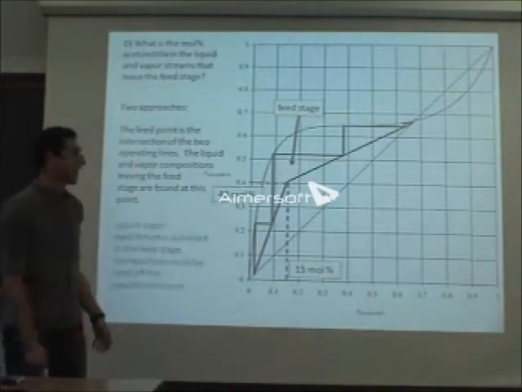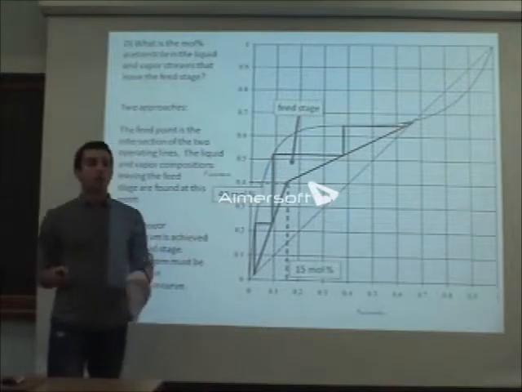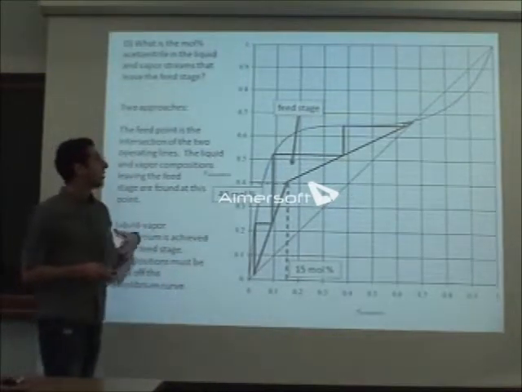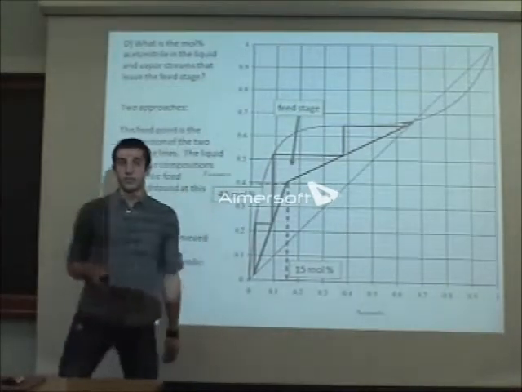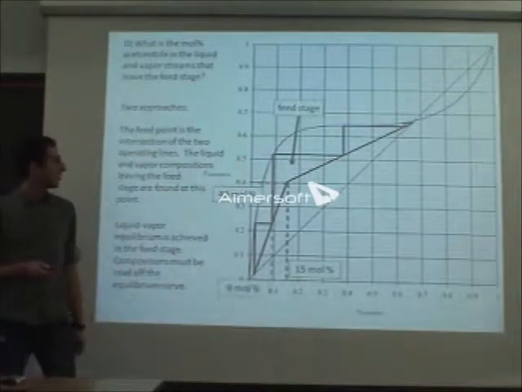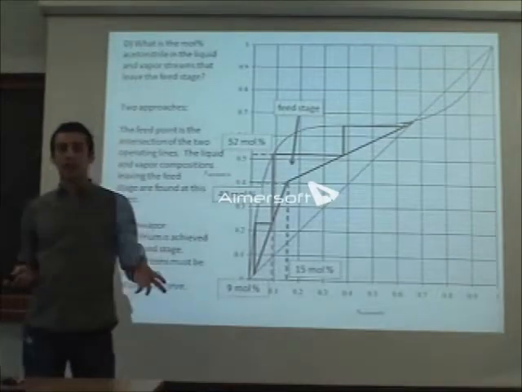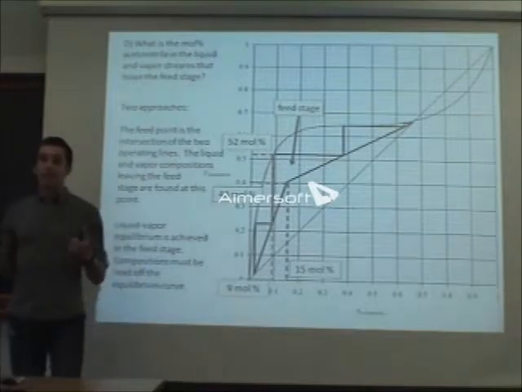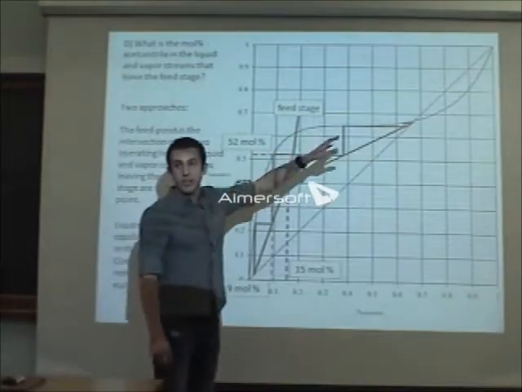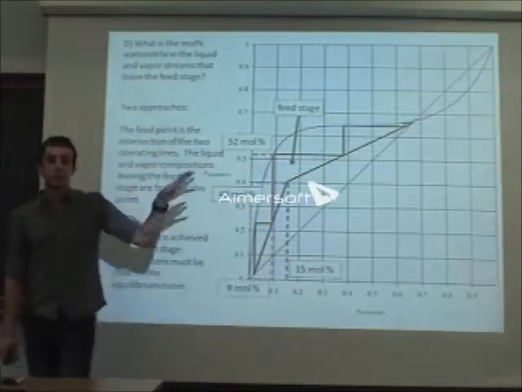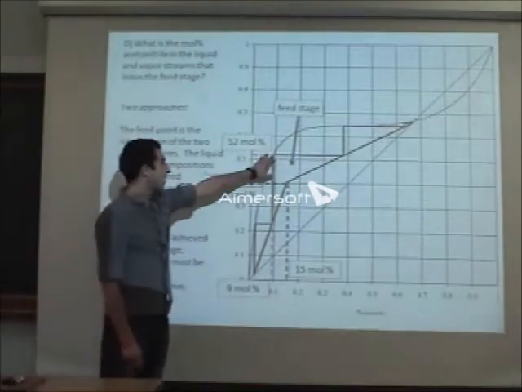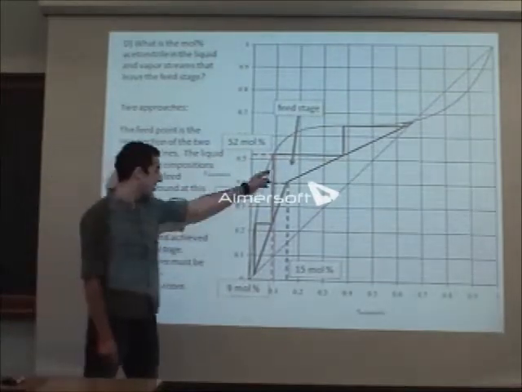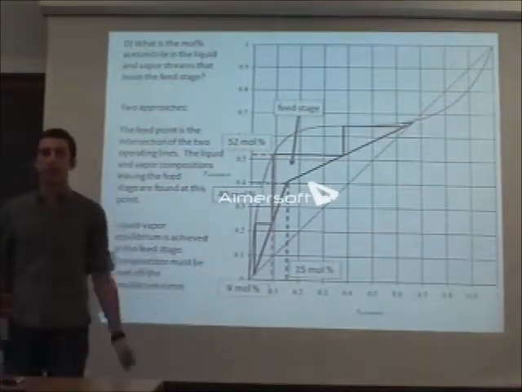Or we can say, well, in the feed stage, we know that liquid-vapor equilibrium is going to be achieved. So we would look on the equilibrium curve to read our liquid and vapor compositions. Which did you guys do? Equilibrium. And it's for the same reason why we counted stages off of the equilibrium curves, because at each point, equilibrium is achieved. So at the feed stage, the two streams leaving are at equilibrium. So we have a vapor of 52 mole percent and a liquid of 9 mole percent acetonitrile.